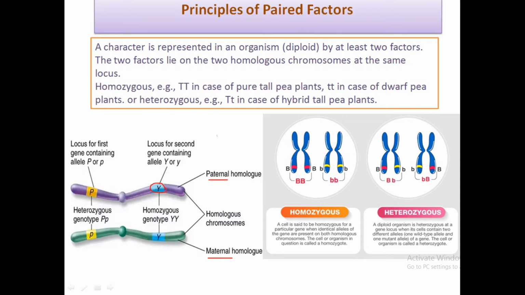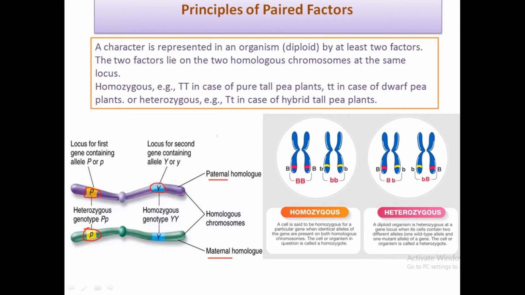If these are different, that is, here it is capital P and here it is small p, we call it a heterozygous genotype. I have a separate video about all this: homozygous, homologous, chromosome, locus. I will provide the video link in the description box and you can see it there.